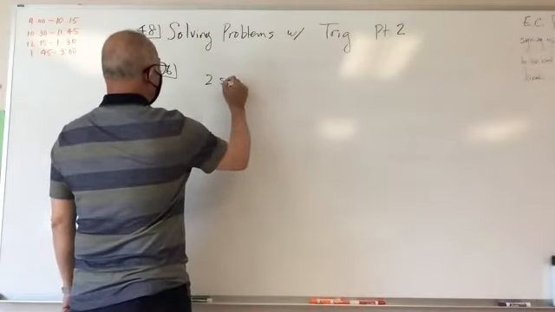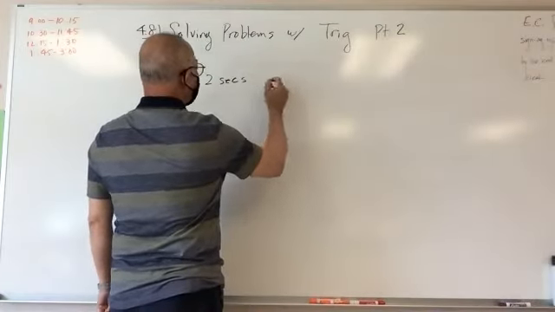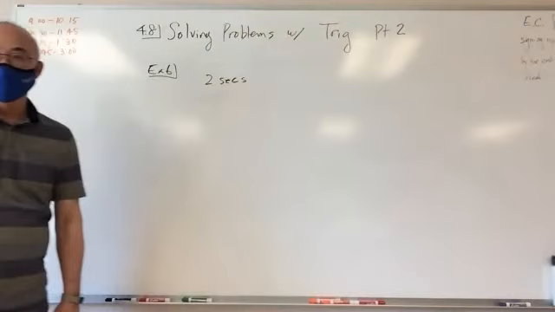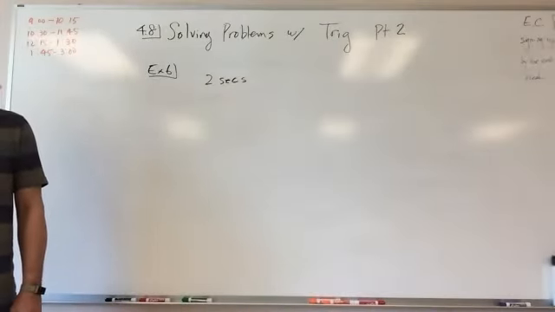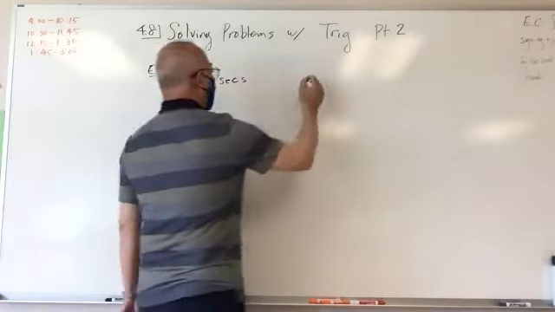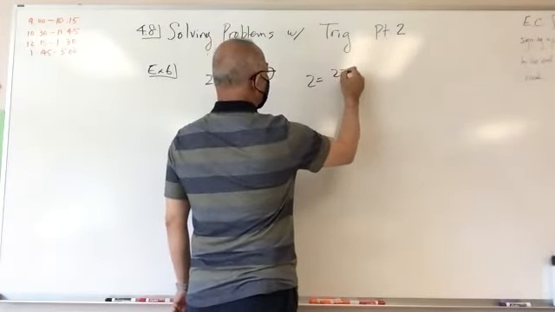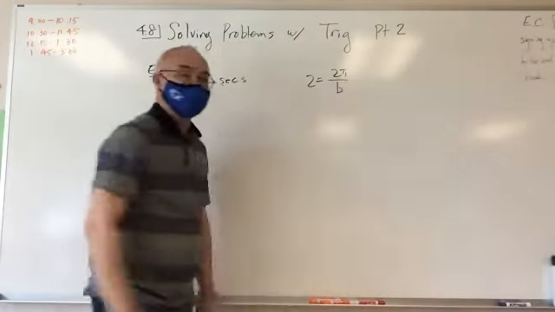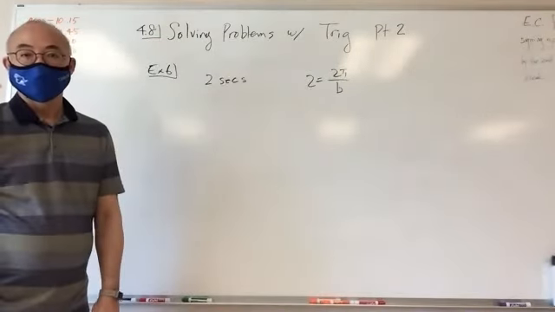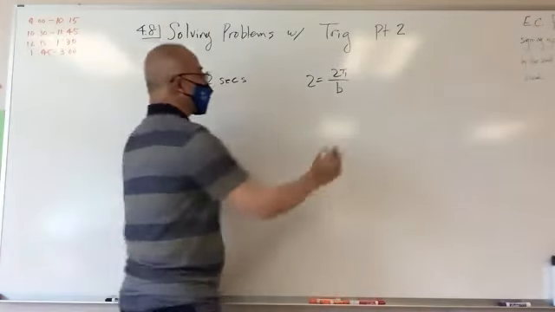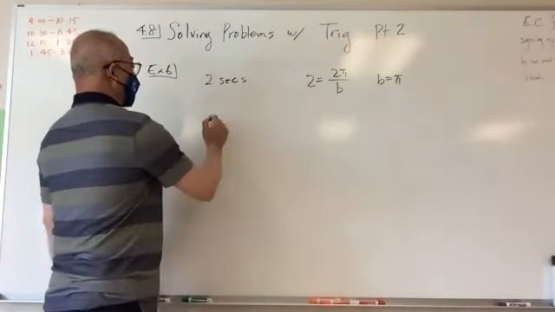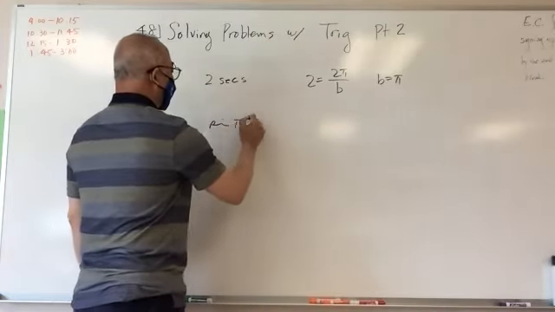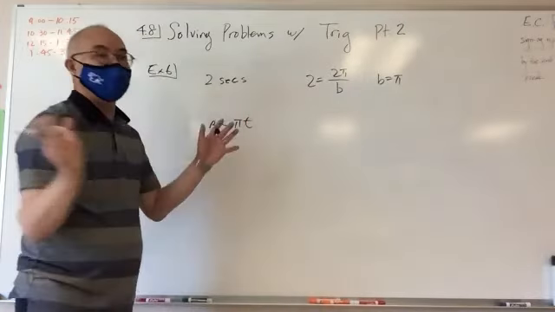2 seconds to complete one cycle, right? Okay, so what is that? That's the period, right? The period is 2, which is 2 pi over b, correct? Remember that, 2 pi over b. So b is going to be equal to pi, so it's going to be sine pi t something or another.